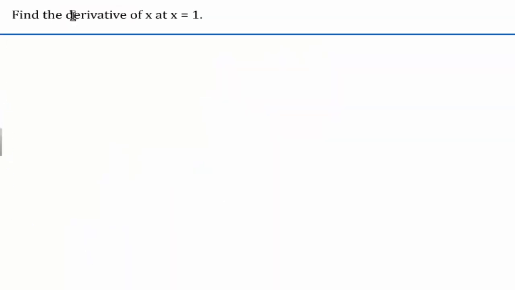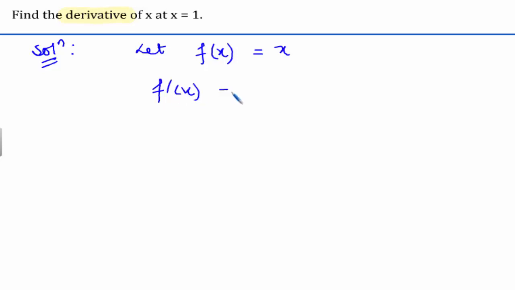In this question, we have to find the derivative of x at x is equal to 1. Let's begin with the solution. This is quite a simple problem. First, let us define the given function as f(x). So f(x) is equal to x. We have to find f dash x, derivative of function x with respect to x, and this is equal to 1.